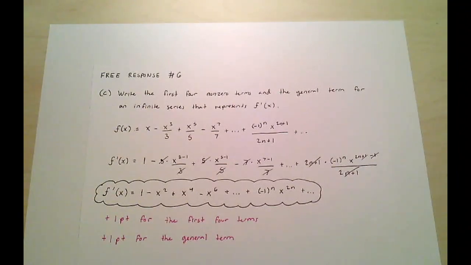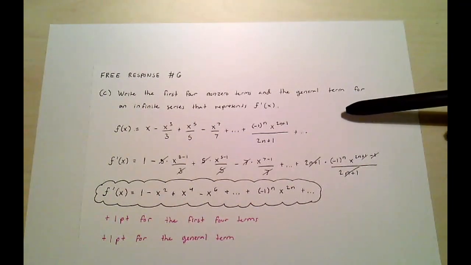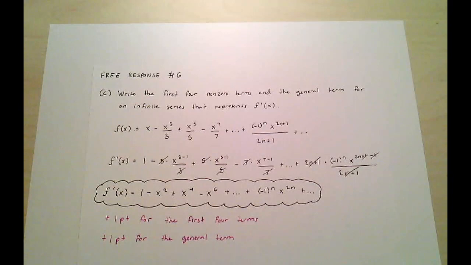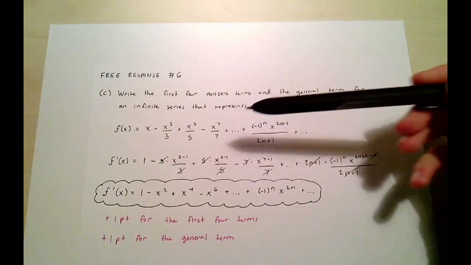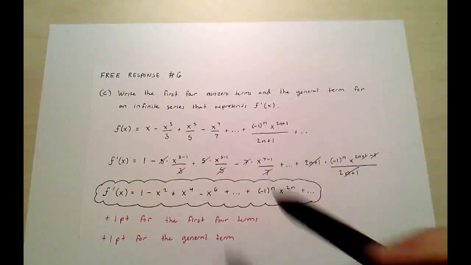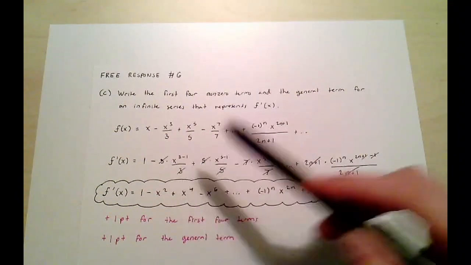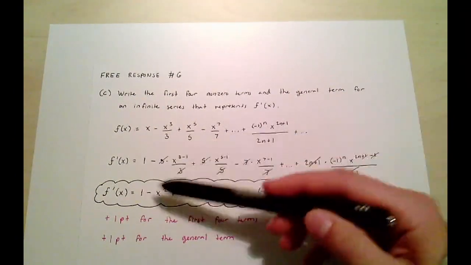Continuing on, for part C, we need to write the first 4 non-zero terms and the general term for an infinite series that represents the derivative of f of x. So I began by copying down the original function right here, the original series, and then I started taking the derivative, meaning that for a derivative, you subtract 1 from the exponent, and then you move the original down. So x to the third, I brought the 3 down, which cancels with the denominator, meaning that there is no longer a coefficient, and that when I subtracted 1, so 3 minus 1 is 2, and that becomes this term.